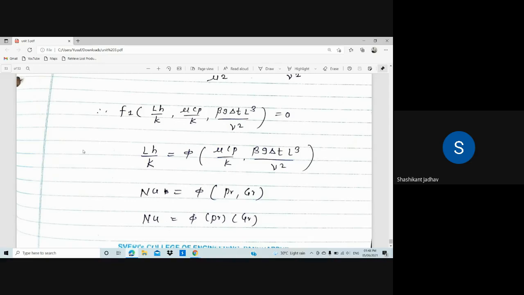Okay, so then write down the equation in the form where we take LH by K on the left hand side. So that function will be changed, and on the right hand side, a function of mu Cp by K and beta g delta T L cube divided by nu square.